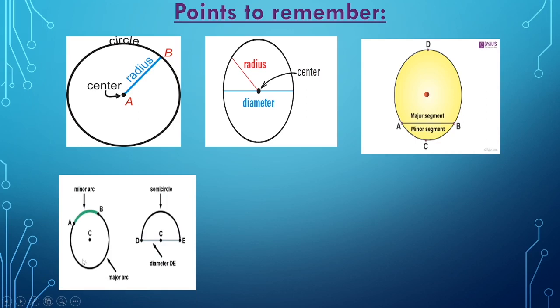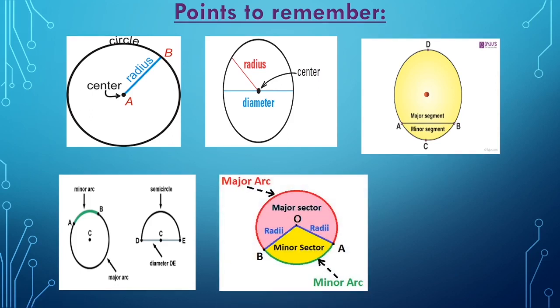Next, any part of the circle is called an arc of the circle. If the circle is divided into two equal parts, then each part is called a semicircle. Here, if the arc which we selected is less than the semicircle, it is called a minor arc, and if the arc which we selected is more than the semicircle, it is called a major arc. So here in the figure, this green colored arc AB is the minor arc because it is less than the semicircle, and this blue colored arc is called the major arc because it is more than the semicircle.